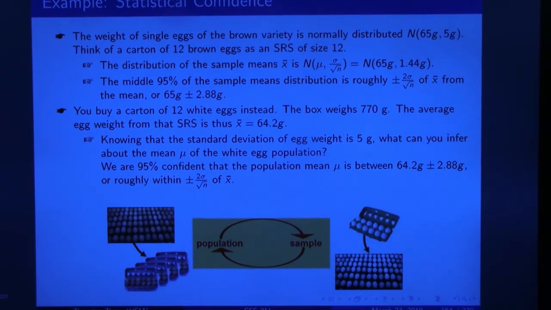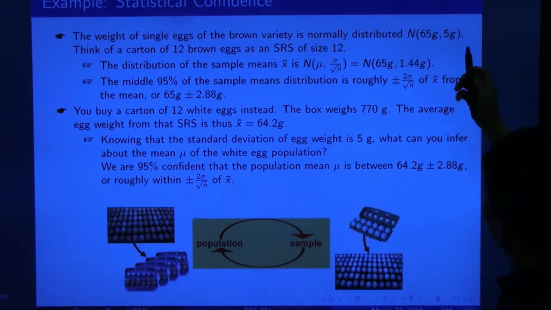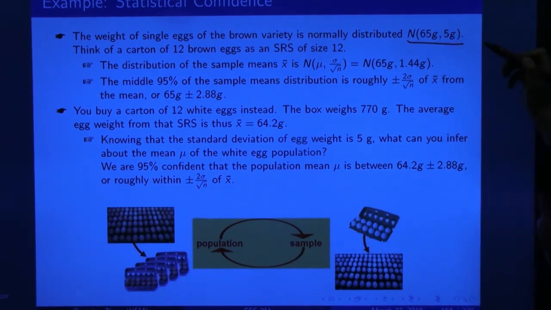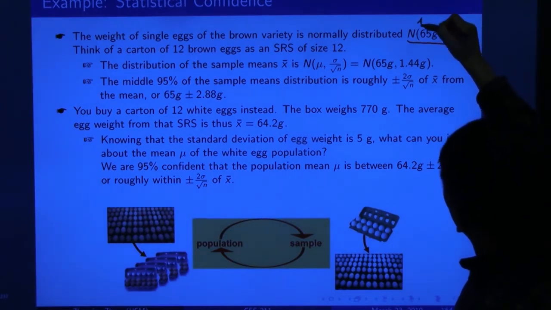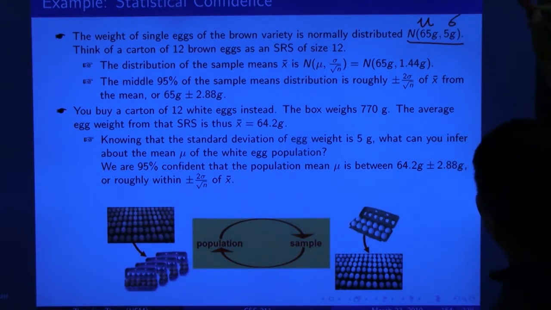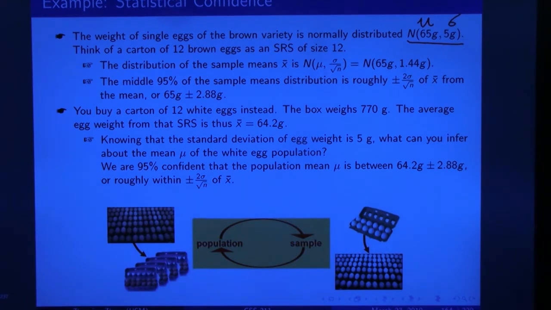The weight of a single egg of a brown variety is normally distributed with the mean equals 65 grams and the standard deviation equals 5 grams. 5 grams, this one is the mean of the population. This is the standard deviation of the population, because it's the population.